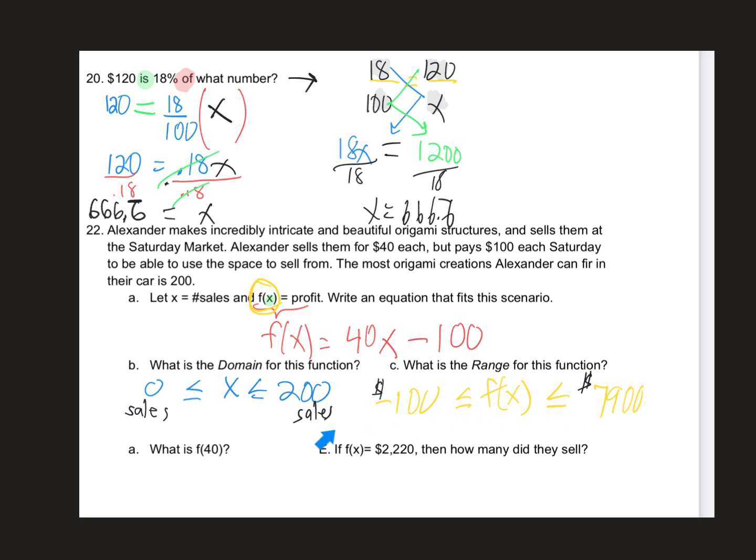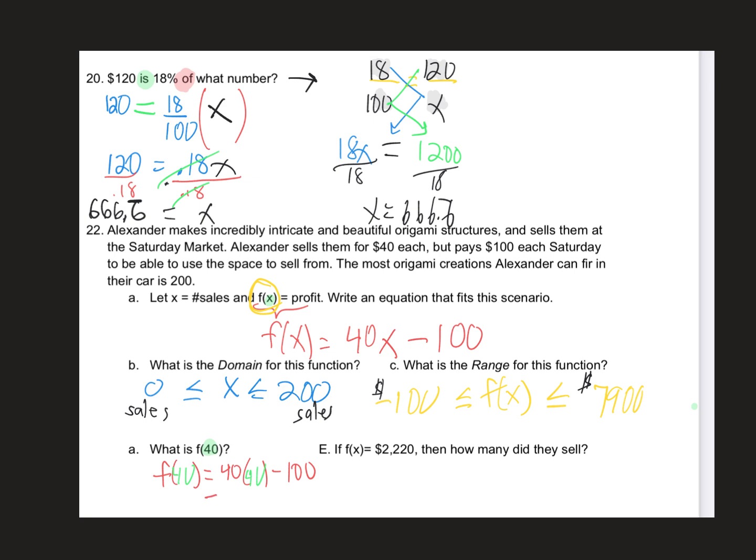Our output profit is greater than or equal to negative $100 and less than or equal to 7,900. All right, this asks what is f of 40, which means when you drop 40 into the f box, what comes out? Whatever gets dropped in gets set right there. So we'll say f of whatever gets dropped in equals 40 times whatever gets dropped in minus 100. But what's getting dropped in is 40 pieces were sold. So 40 will go in the parentheses.